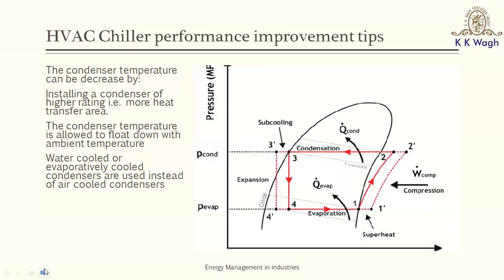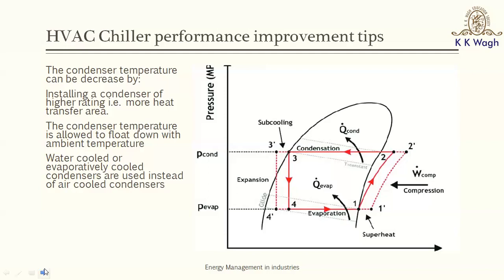Better performance means a higher rate of heat transfer, and a higher rate of heat transfer would mean that the condenser temperature decreases. So the choice of a water-cooled condenser or evaporatively cooled condenser instead of an air-cooled condenser would increase the complexity of the system. It would increase the capital cost, but it would give you better savings in terms of electricity. And you would find that in most of the industries where high capacity HVAC systems are used, either the water-cooled condenser or evaporative cooled condensers are employed.